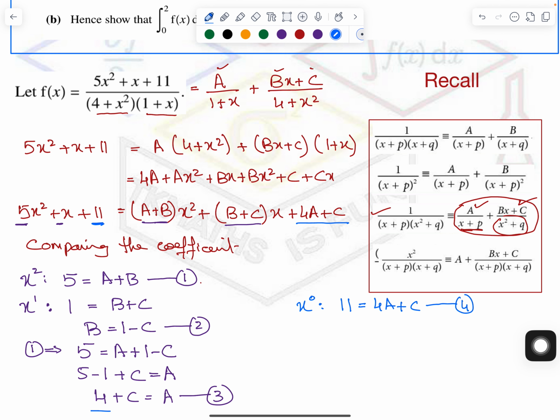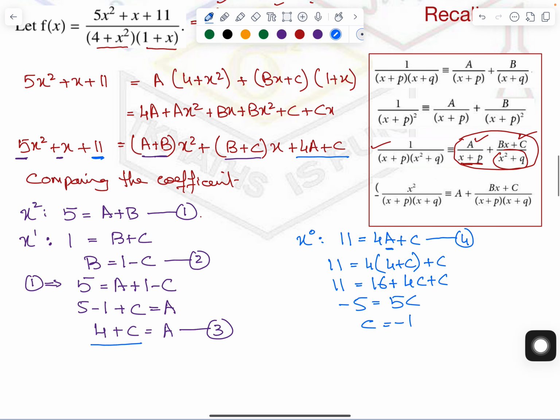So I'm going to substitute this value of A here. It will become 11 is equal to 4 times (4 plus C) plus C. This will help us to get the value of C. So C is equal to minus 1. Now after that you can substitute it in equation 3 to get the value of A. Always give a reference of the equation you are using, like I have written 3 implies. This helps us understand which equation we are using. So here you get A is equal to 3.